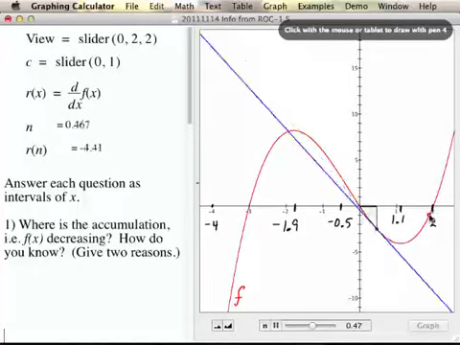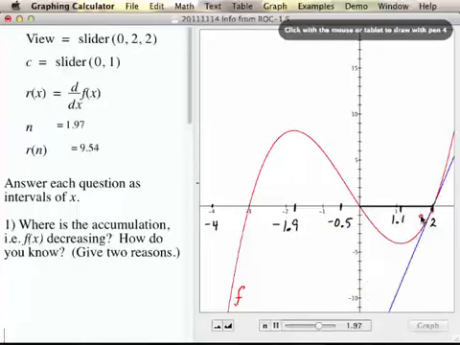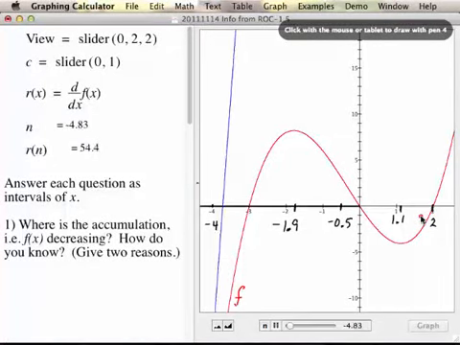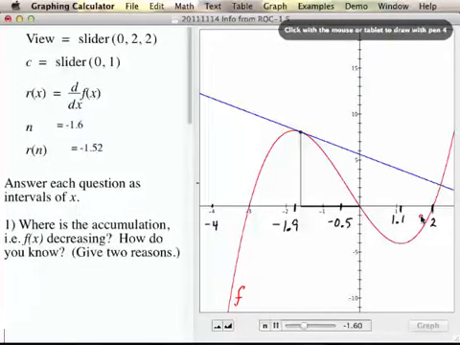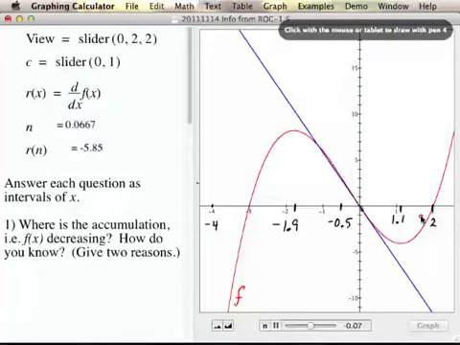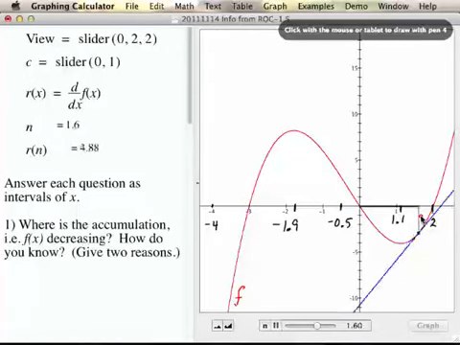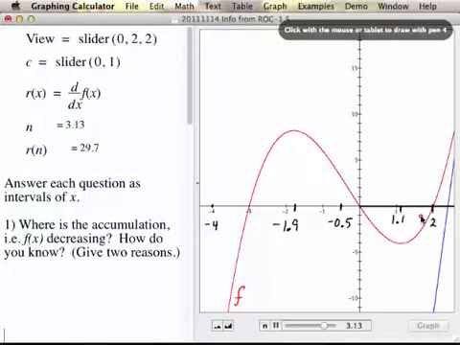The accumulation function f. So the red graph is f. That's our accumulation function, f. And we're asking, where is that decreasing? I'm going to agree with -1.9 to 1.1. Okay, -1.9 to 1.1. You're saying 0 to 2. So all we're looking at is the red graph.